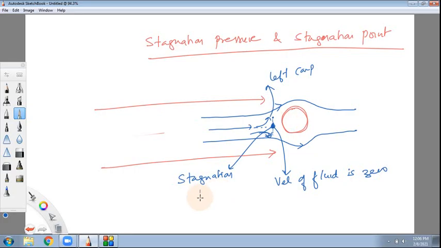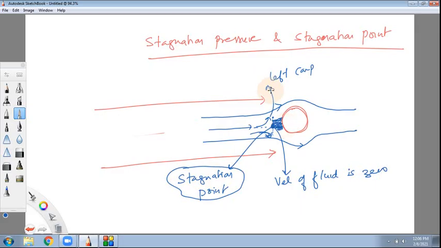This is called a stagnation point, where fluid velocity is 0. In fact, from here onwards, whatever fluid is there between this point and the cylinder has no velocity. It is kind of attached to the cylinder, let us say. The fluid there is attached to the cylinder. It is just at rest there. Okay. That is the thing.